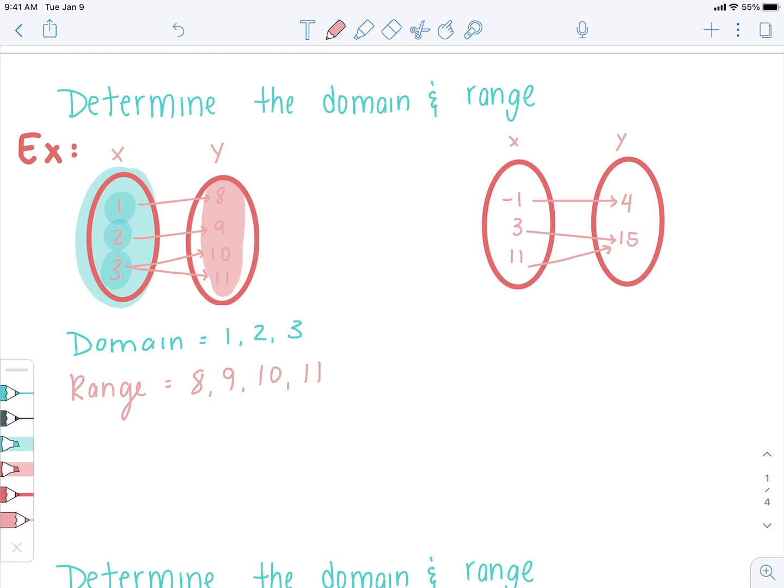So I'm just taking my numbers and I'm grouping them together. 8, 9, 10, and 11 were my y values, so that's why I'm picking those to be my range. What would my domain for the second one be? I'm just going to look at that first bubble and I want to pick out my x values from that first bubble, which I see are -1, 3, and 11.